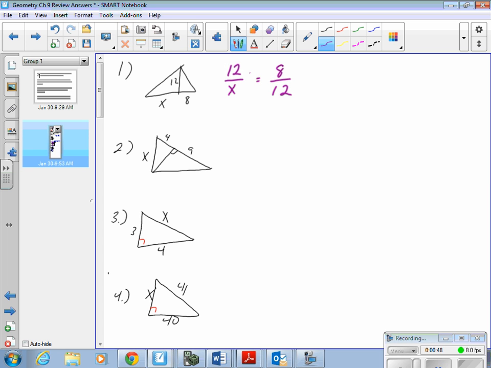And so from there, now it's a proportion, so we cross multiply, which is going to give us 144 equals 8x. And to solve for x, we're going to divide by the 8. And that's going to give us that 18 is equal to x.